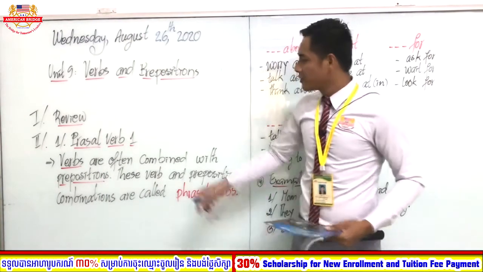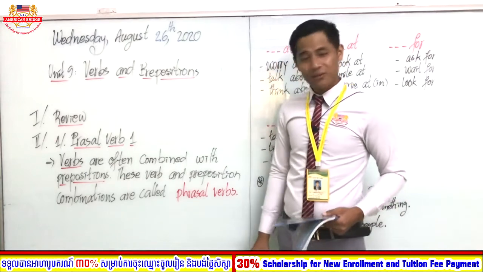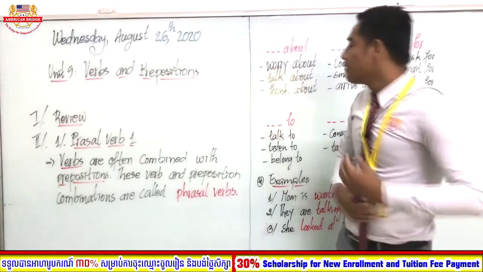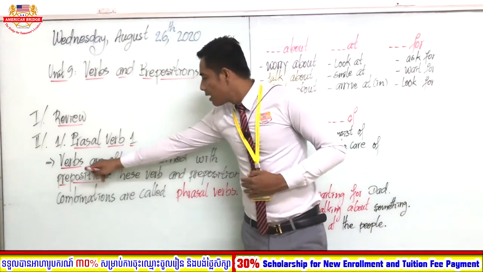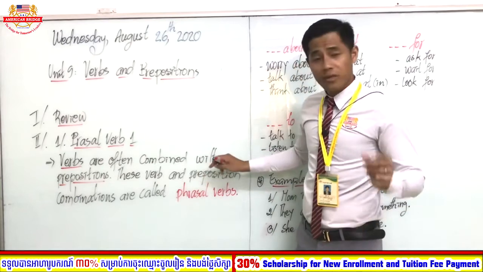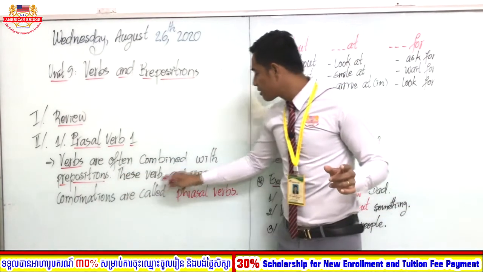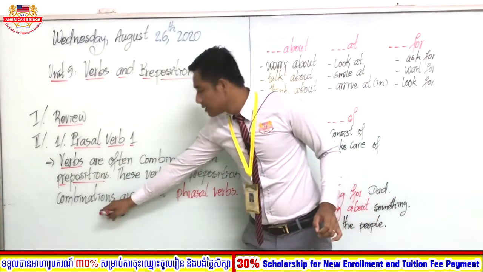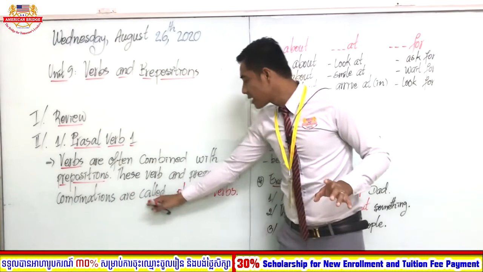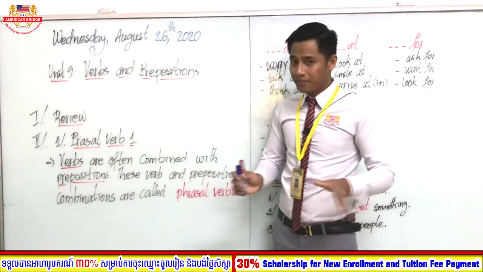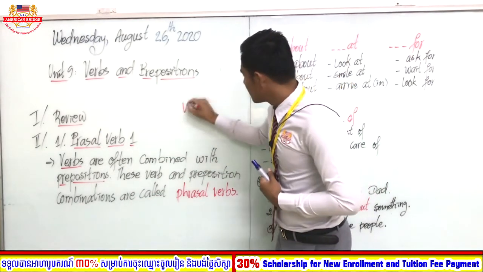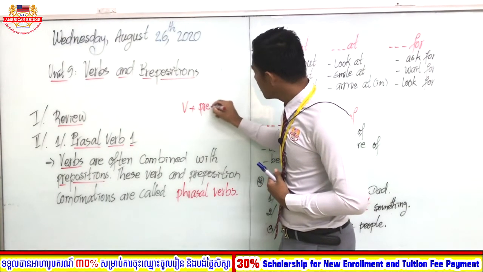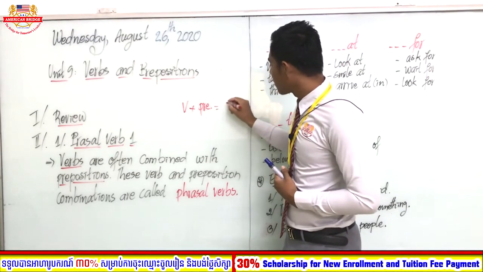All right, everyone, let's start with number 1, phrasal verb. Verbs are often combined with prepositions. These verb and preposition combinations are called phrasal verbs. So verb plus preposition equals phrasal verb.